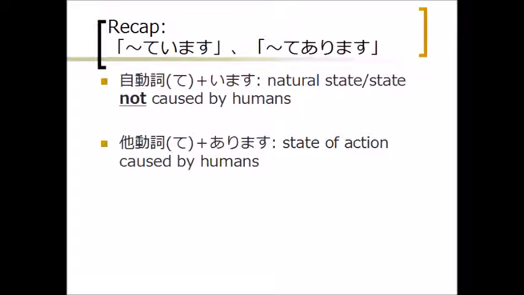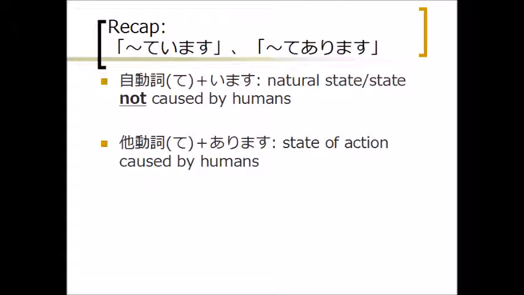What's the difference between ています and てあります? ています, which is used with 自動詞 plus います, is a natural state or a state not caused by humans. For example, when a ball has been thrown at the window, if you refer to your Minna no Nihongo grammar notes, they mention that the ball hits the window and then there's a crack on the window. In that case, you will use 自動詞 て-form います.